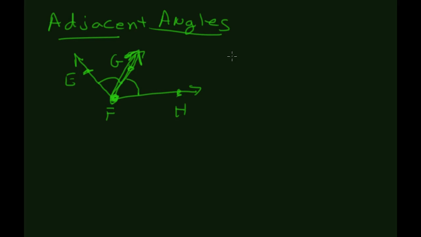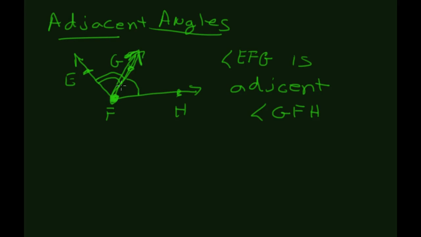If I have that, I can say that angle EFG is adjacent, or next to, angle GFH. So these are two adjacent angles. They don't have to be the same size, but they have to be with that common endpoint and that common side, right? So common vertex, common side.